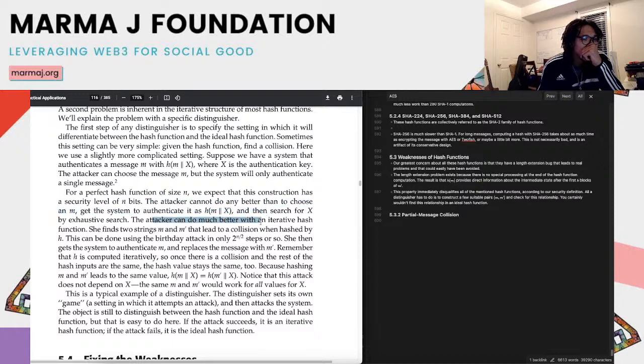The attacker can do much better with an iterative hash function. She finds two strings M and M' that lead to a collision when hashed by H. This can be done using the birthday attack in only 2^(n/2) steps or so. She then gets the system to authenticate M, and replaces the message with M'.